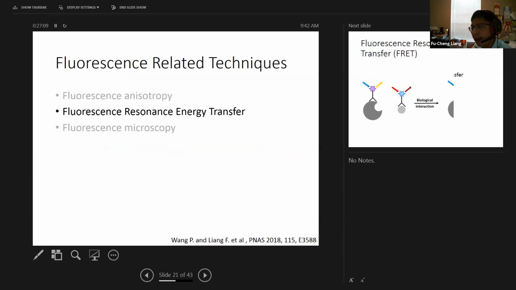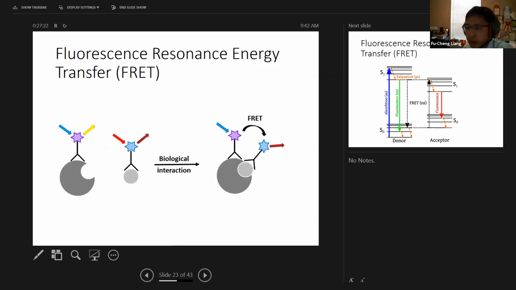All right, and the other famous technique here is called FRET, fluorescence resonance energy transfer. This also has been widely used in biophysical and biochemical studies. Even in chemistry, people studying small molecules can also apply FRET. So basically, FRET is energy transfer.